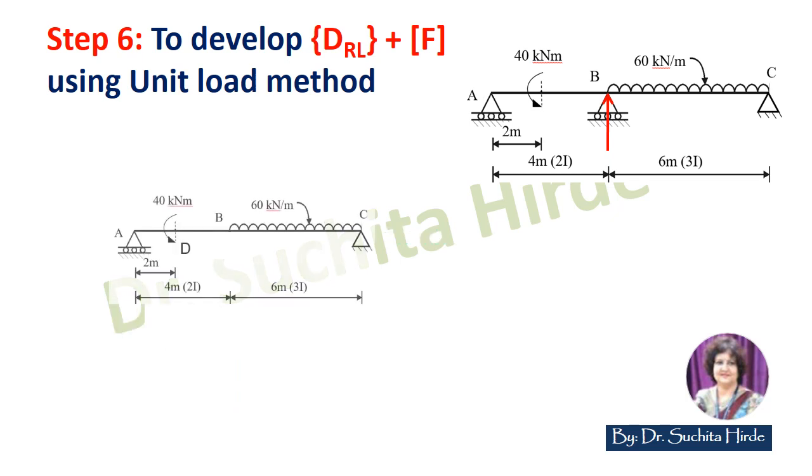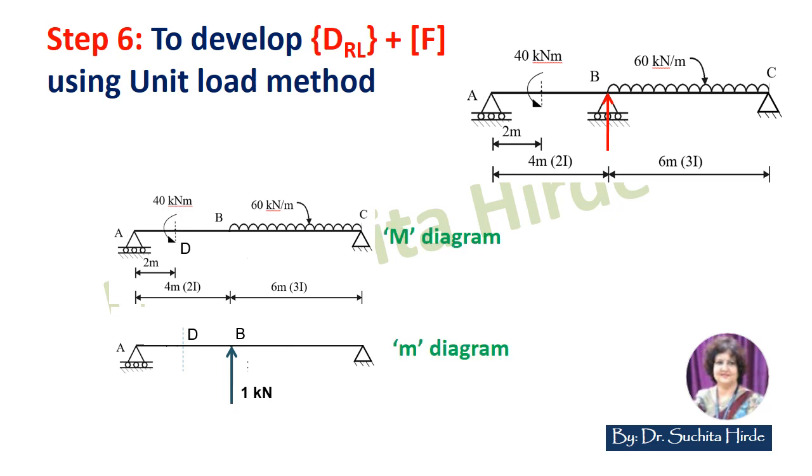In the unit load method, we have to write the general equation of bending moment for different parts of the beam. In this case, there are three parts, that is AD, DB and BC. So we have to write the general equation of bending moment for the M diagram and also for the small m diagram. To write the bending moment equation, first of all, we have to calculate the reactions at supports A and C for the capital M diagram and small m diagram.